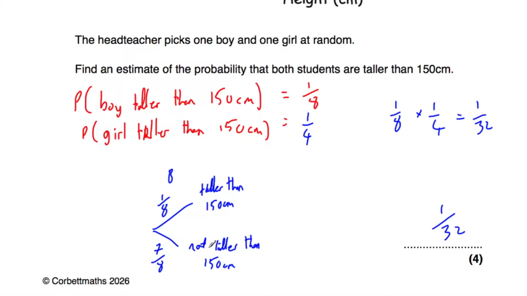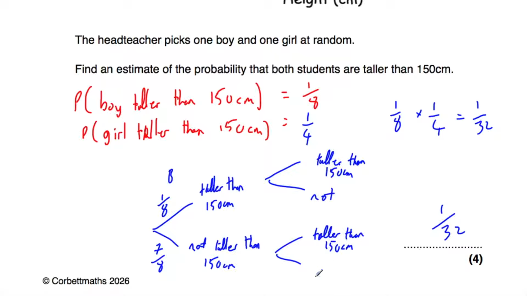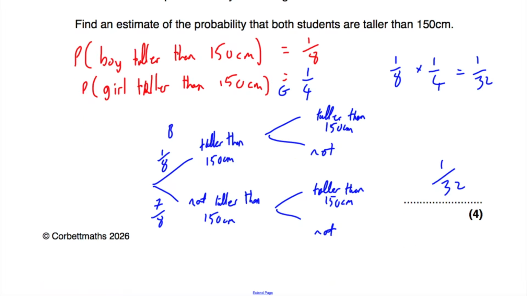So this is a tree diagram that I'm drawing here. And we've got the first outcome. So the probability that the boy is taller than 150 centimeters is 1/8, and not taller than 150 centimeters would be 7/8. And then the head teacher picks a girl. So in terms of the girl, they could be taller than 150 centimeters or not taller than 150 centimeters, and likewise for the other branch. So here we've got the boy and here we've got the girl, and I'm just going to give ourselves a little bit more room here.